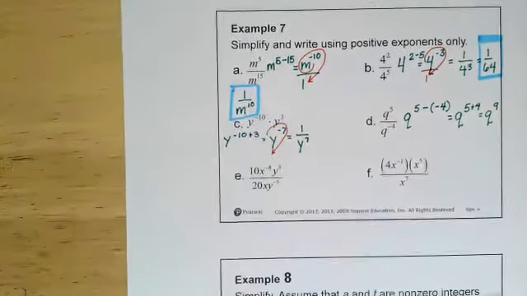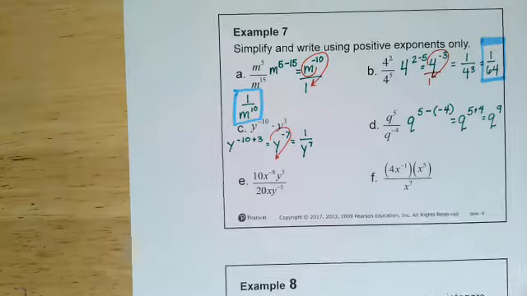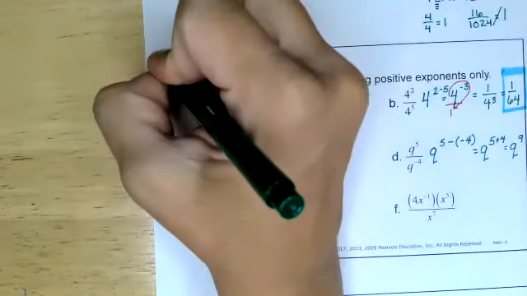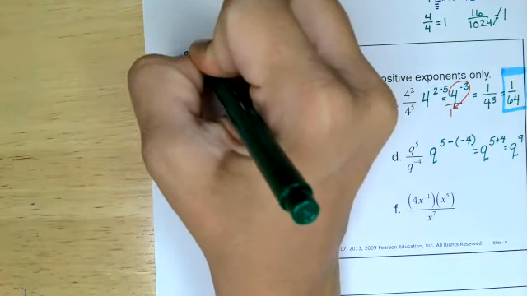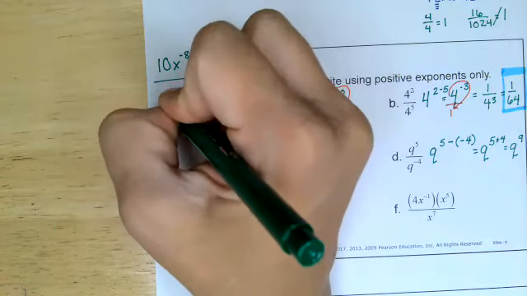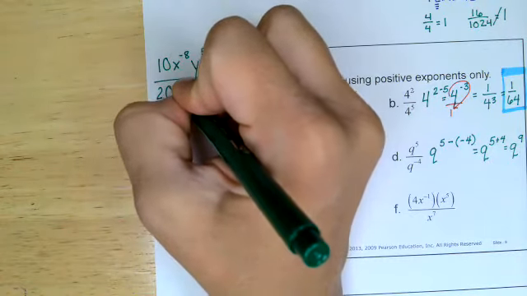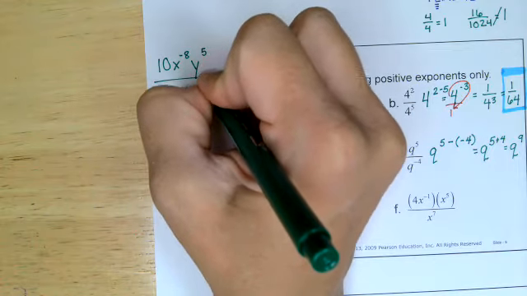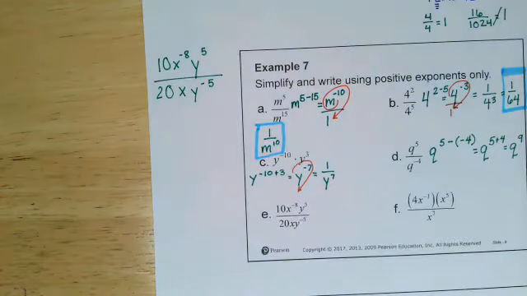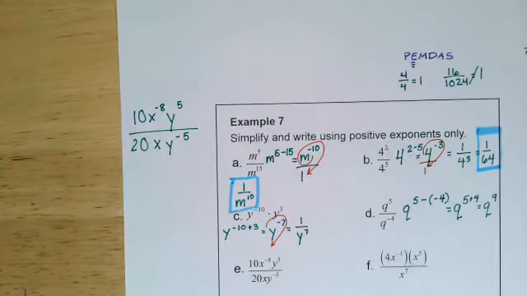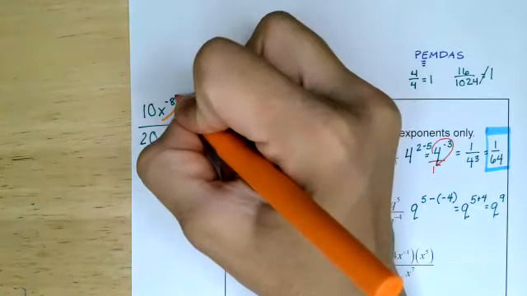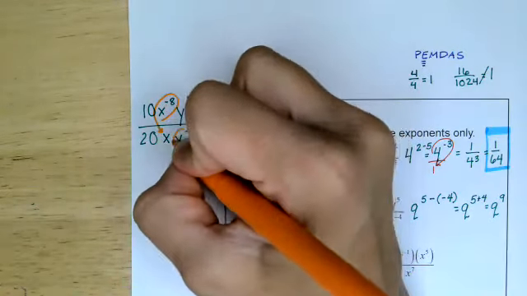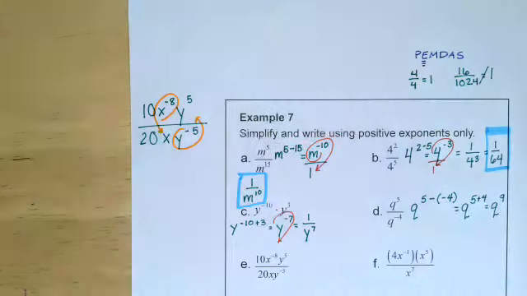Letter E. I'm going to do it over here so I have more space. Letter E is 10x to the negative 8th, y to the 5th over 20x y to the negative 5th also. Did I write it correctly? I like to make all my exponents positive right away. So that means I need x to the negative 8 down here, and y to the negative 5th up here. So I'm going to move them right now.